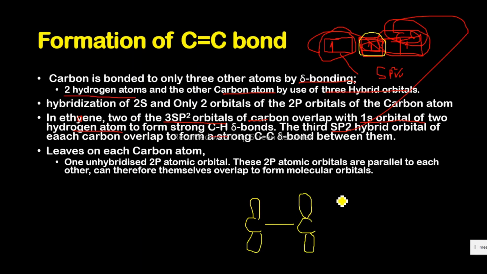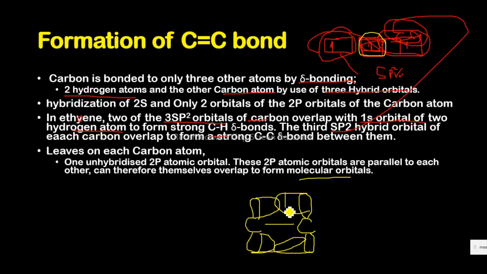And since they are parallel to each other, they can also overlap among themselves. I mean these 2p unhybridized atomic orbitals. And so if they overlap among themselves, then they will end up forming the molecular orbitals.